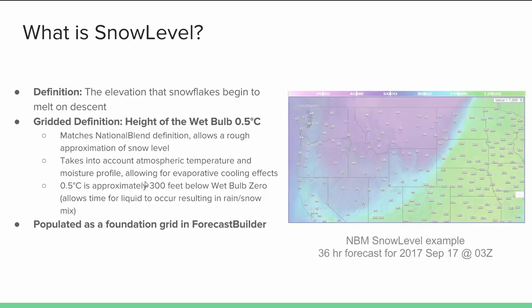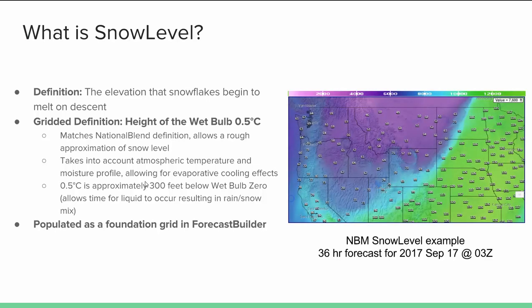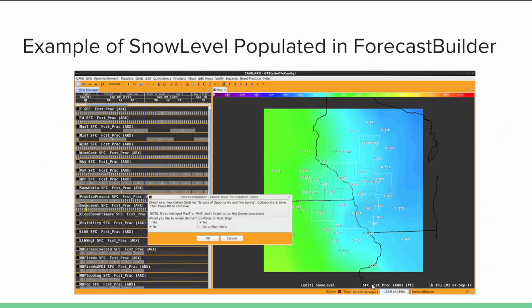Here on the right is from the National Blend of Models. This is just one example. 36-hour forecast here noted from 2017, September 17th. You can see over the Pacific Northwest and into Montana, as well as down towards Salt Lake City area, some lowering of the snow levels as the upper trough moves across. Now in Forecast Builder, here's an example of what this would look like if you populated snow level. Note that this is just a completely different example in terms of the specific values, but just to really demonstrate what it looked like in Forecast Builder.